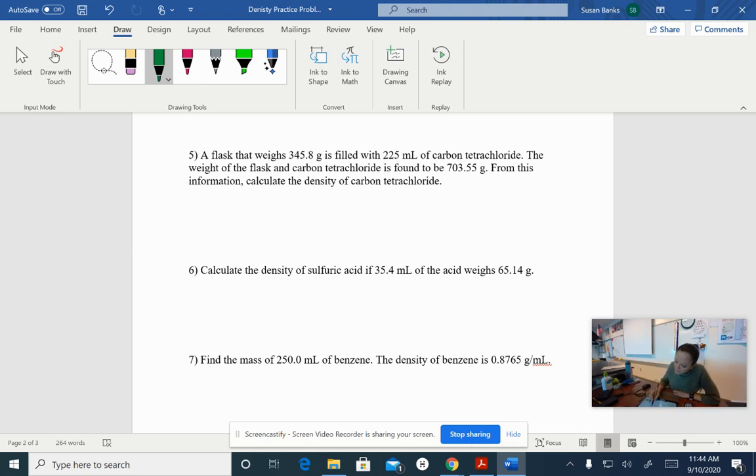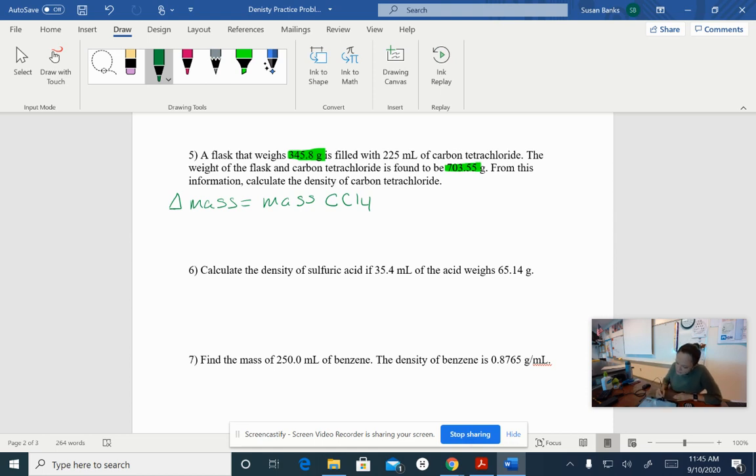So if I have this mass with the carbon tetrachloride in it, and this mass without the carbon tetrachloride in it, what can I say about the difference between those two masses? Wouldn't I say that the difference in those masses is the mass of the carbon tetrachloride? So let's find the difference between those two masses.